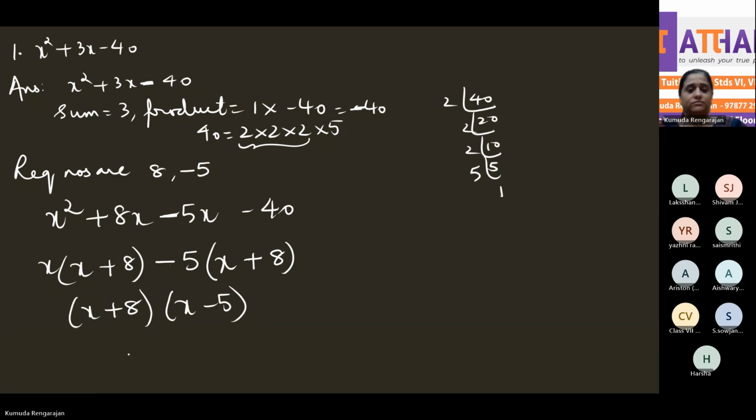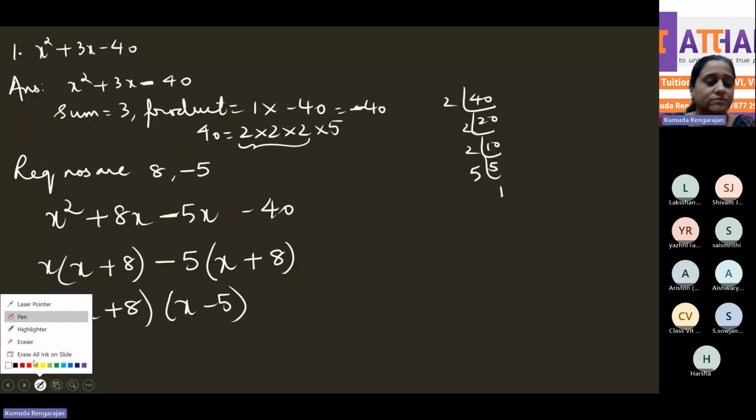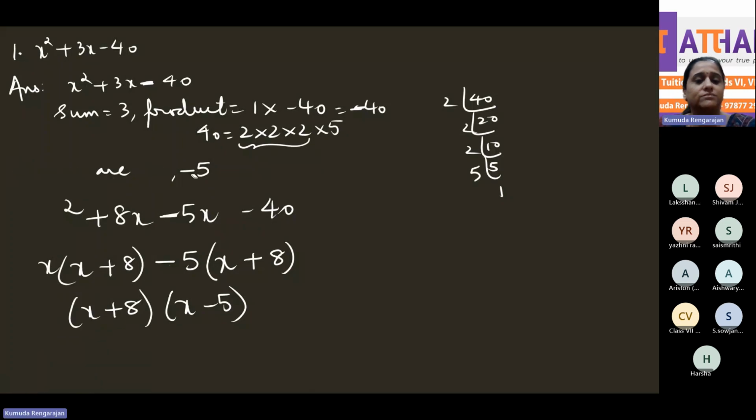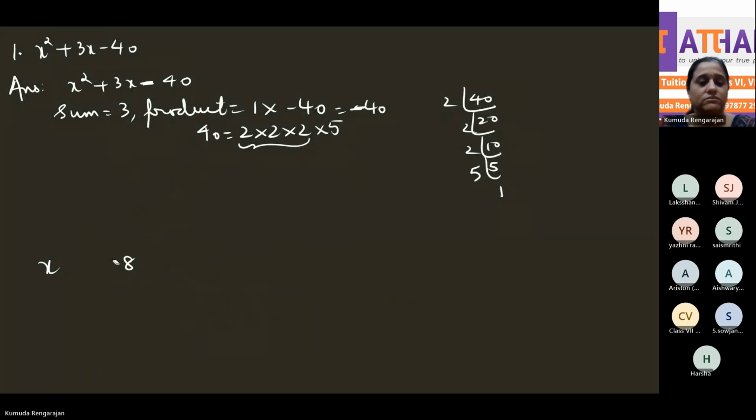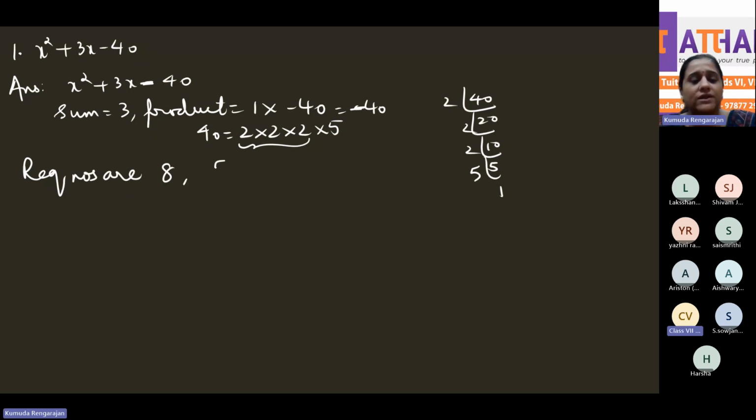We'll do it again. You tell me. Yeah, children, tell me. What are the required numbers? What are the required numbers, children? 8 and 5. And the sign? 8 and minus 5, correct?